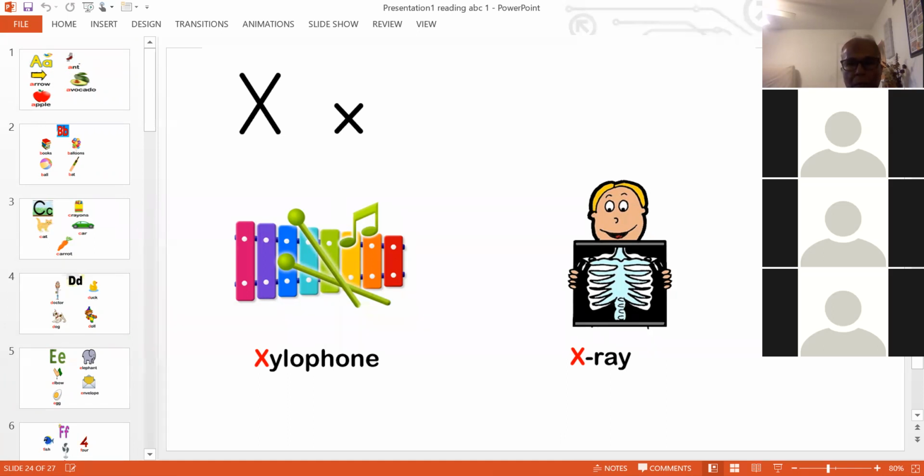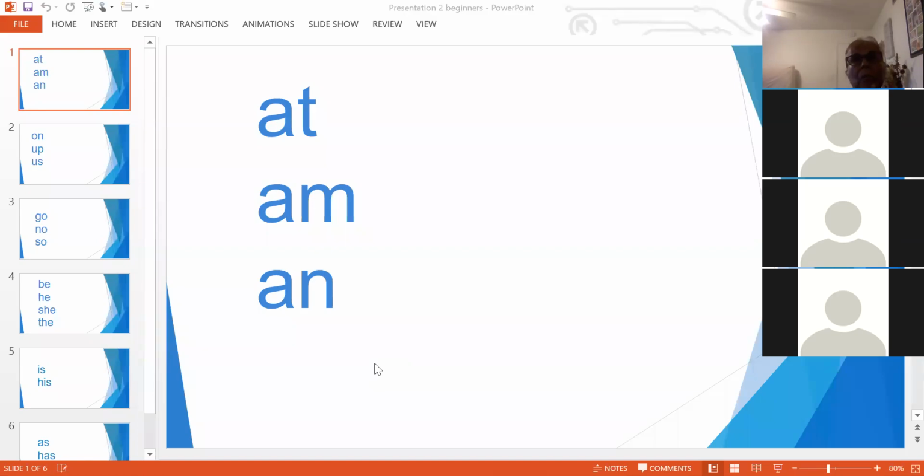I'm going to a new screen. I am looking for screen number 2. I have two, screen marked number 2. This one marked 2 beginners. So we have A and T. So they have already done the alphabet.